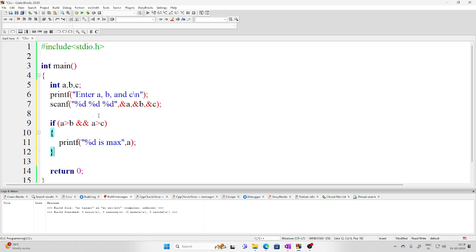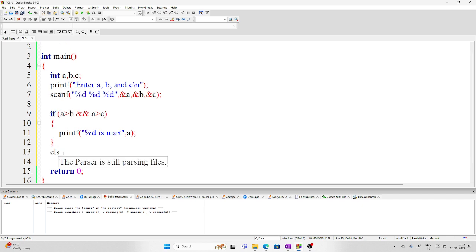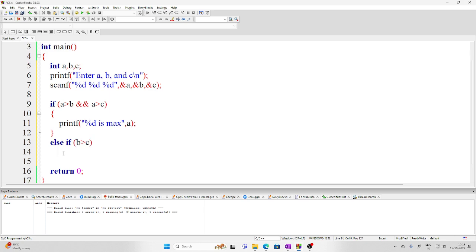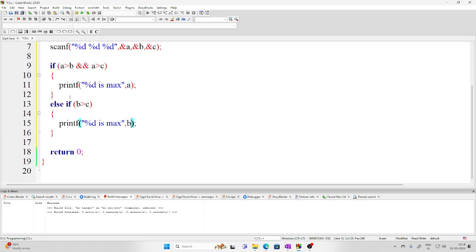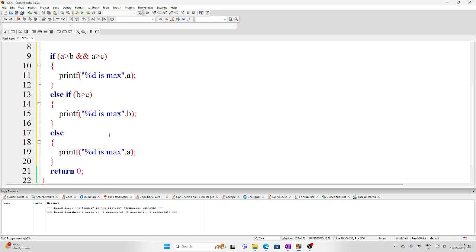Now, if the condition becomes false at first, that means if a is less than b, then again you have to check whether b is now more than c. If that is the case, then you will say that b is maximum. And if neither a is more than b nor b is more than c, then it is very much obvious that c will be maximum. So that's it. This is a very simple logic. So let us run it.